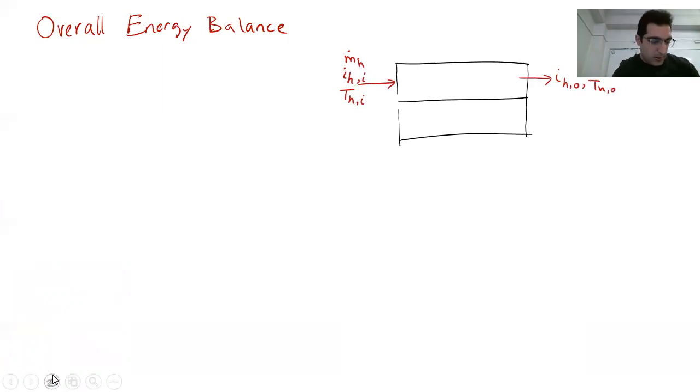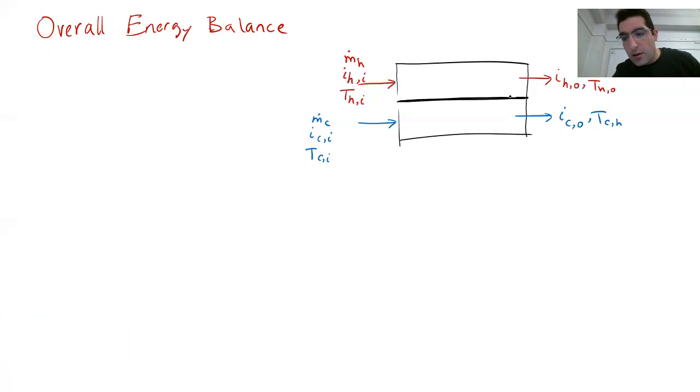On the other side, let's assume cold fluid comes in from the same side at the mass flow rate of m dot sub c, and enthalpy of cold fluid inlet and temperature of cold fluid inlet, and leaves at enthalpy of cold fluid out and temperature of T sub C O as well. And as you have noticed, this is the surface area between the two fluids separating both fluids, correct?